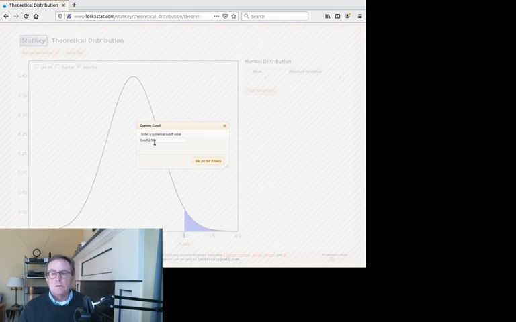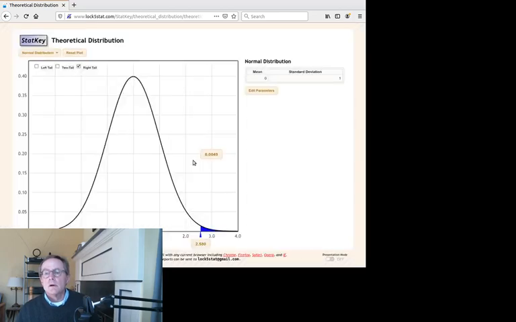2.58. And there, it says 0.0049. So that's not 5%. That's 0.5%. So that's quite a small number. That red area is quite small. So actually only a very small sample is that small.